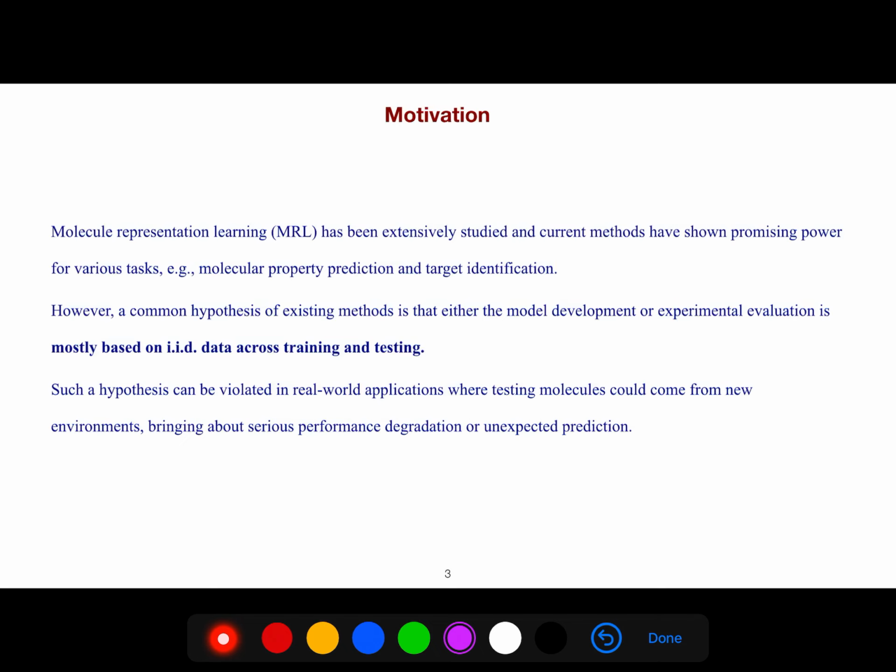Molecular representation learning has been extensively studied, and current methods have shown promising power for various tasks such as molecule property prediction and target identification. However, a common hypothesis of existing methods is that either the model development or experimental evaluation is mostly based on IID data across training and testing. Such a hypothesis can be violated in real-world applications where testing molecules could come from a new environment, bringing out serious performance degradation or unexpected prediction.